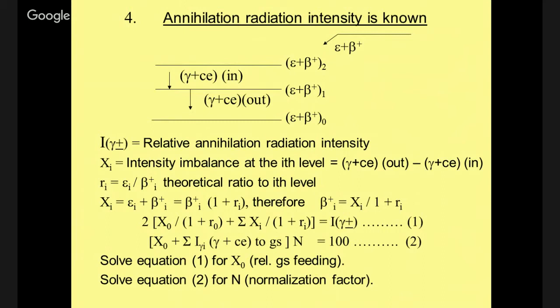And once you know this, you solve this equation for the feeding to the ground state, x0, and then you put that the sum of all the gamma rays plus x0, the one to the ground state, times n should be equal to 100, and you determine n.